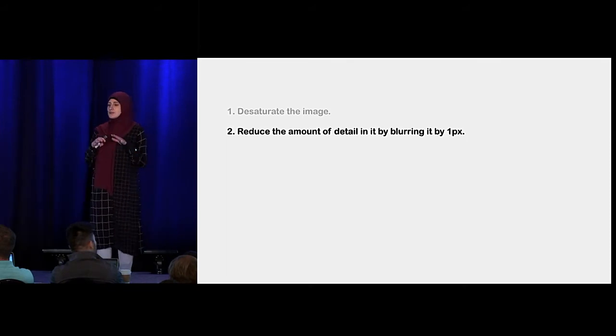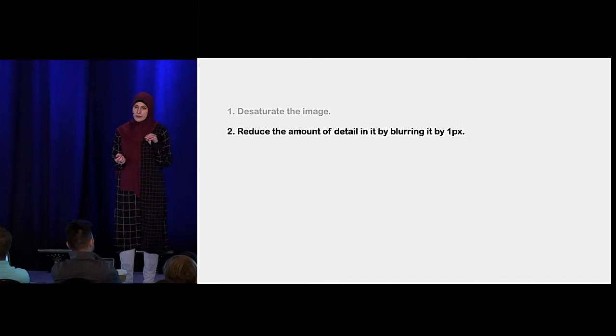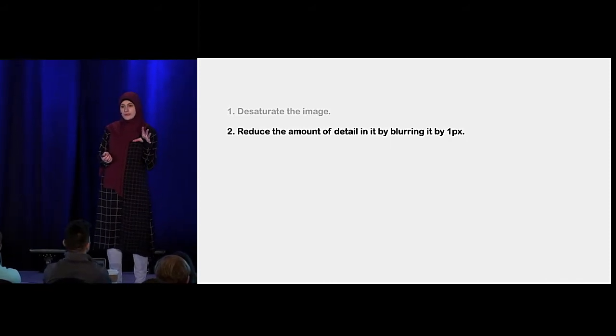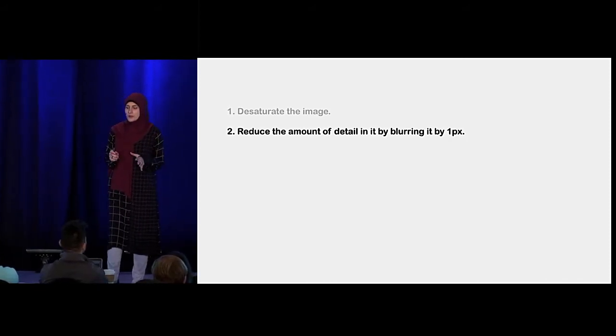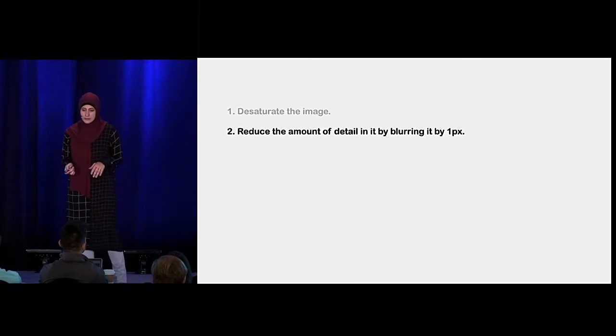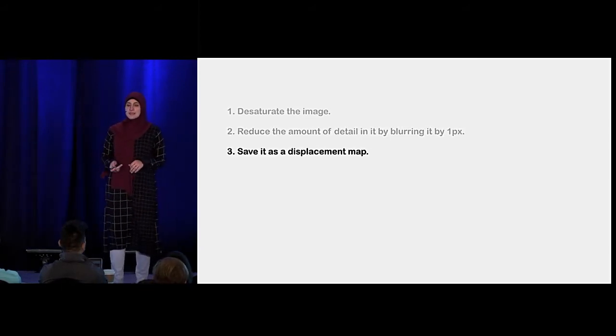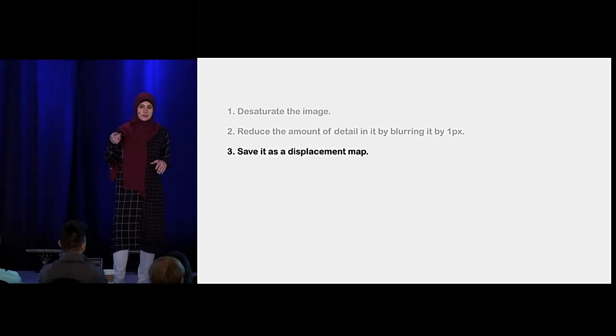If you have too little detail, it's also not realistic. So usually, blurring the image by an amount of 0.5 to 2 pixels maximum is more than enough to get you the level of detail that you need. You save it as a displacement map. This is, again, the Photoshop steps.